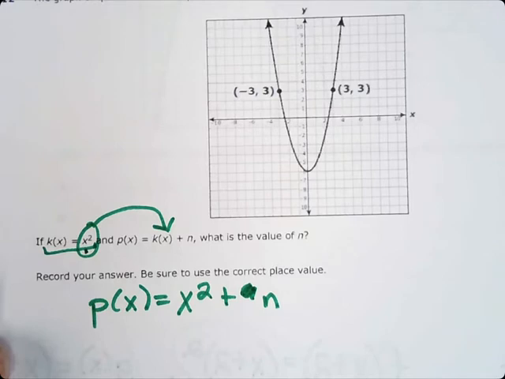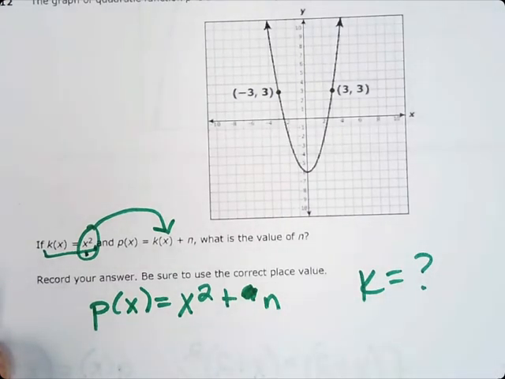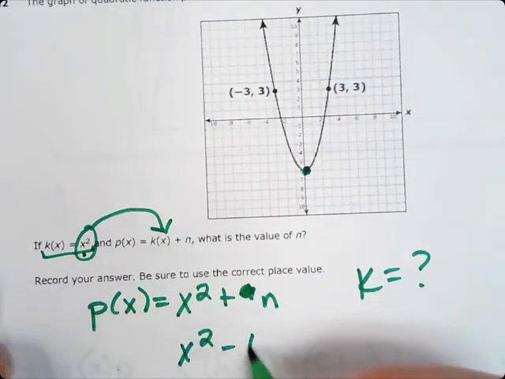So what is the n going to be on this? The k value, yeah. What's the k value? Yep, negative 6. So it went down 6. So x squared minus 6.